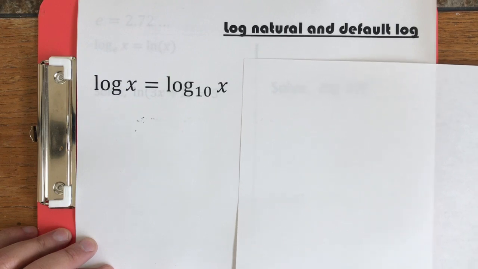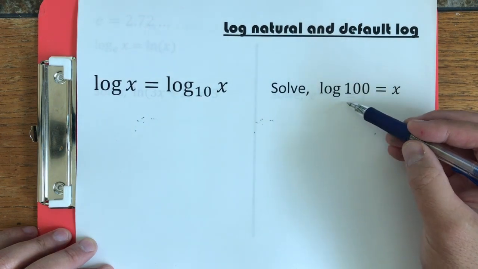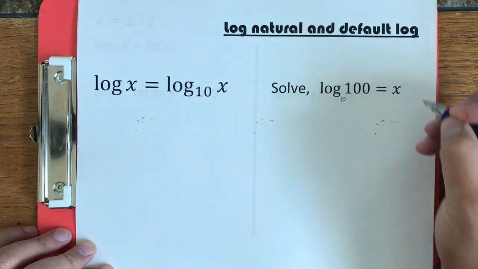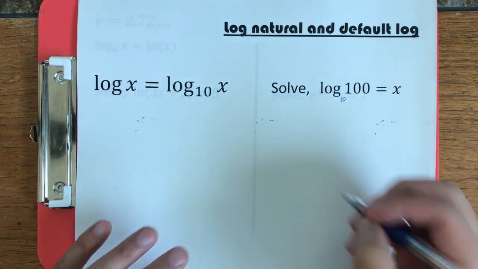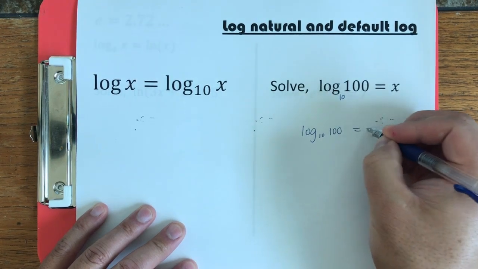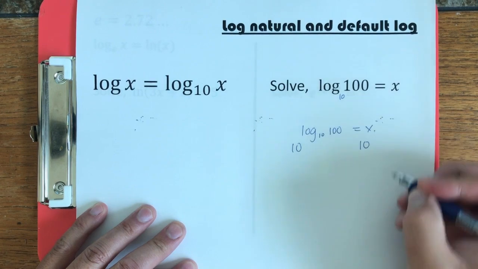So if you have something that looks like this, where you have to solve a problem that has no log base, we'll just assume in this class that it's always 10. So to solve this problem, we'll apply 10 as a base to both sides.